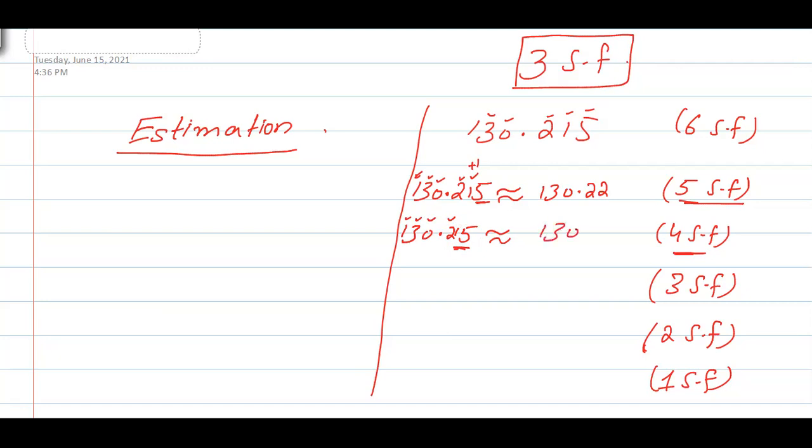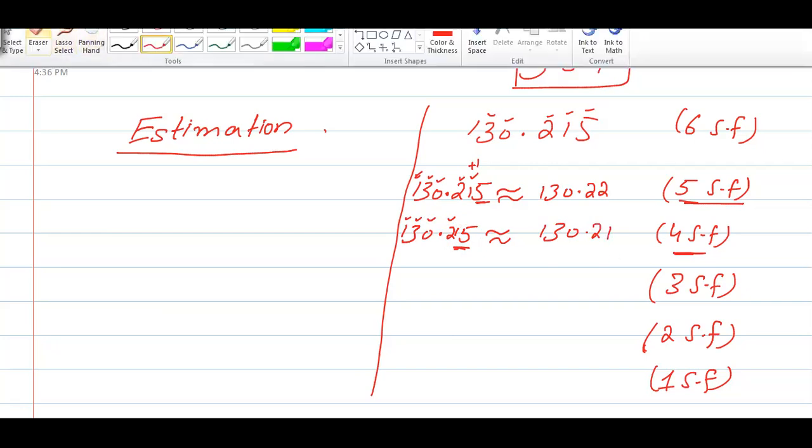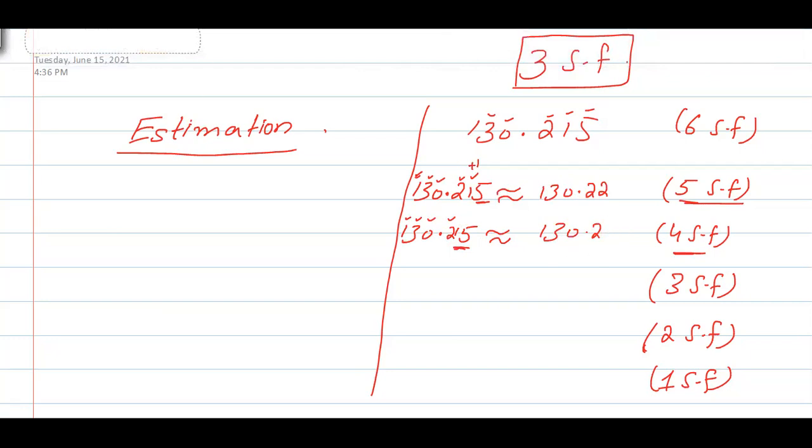It will be 130.2. Sorry, two only, not two one, because if two one it will be two. These are four significant figures. Now next is three significant figures.